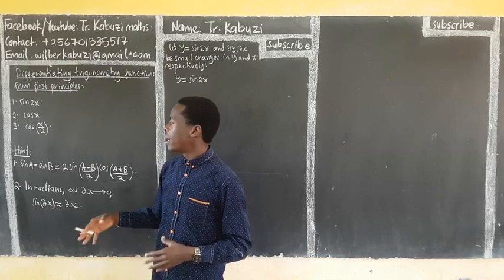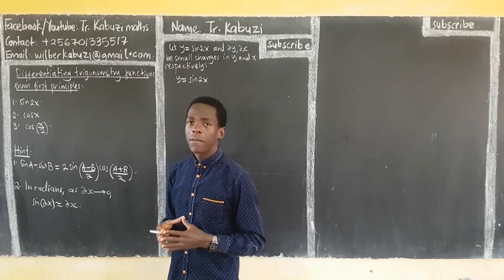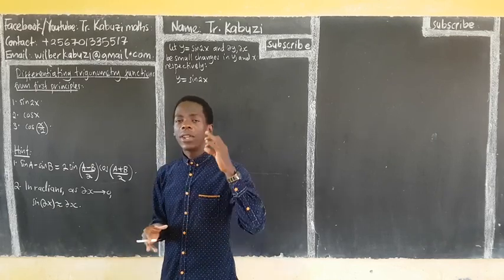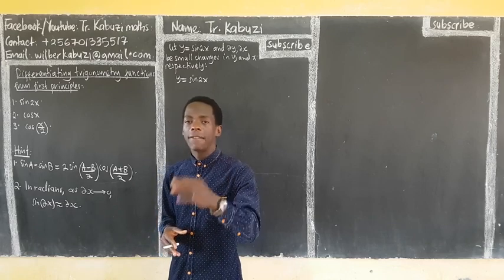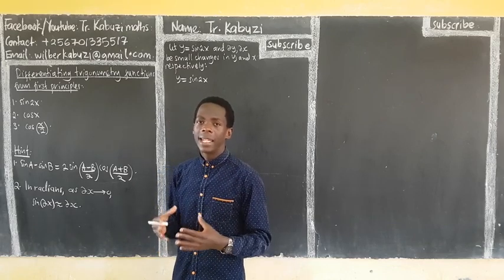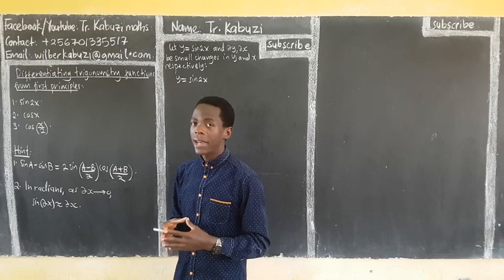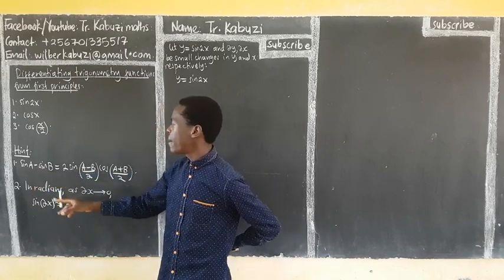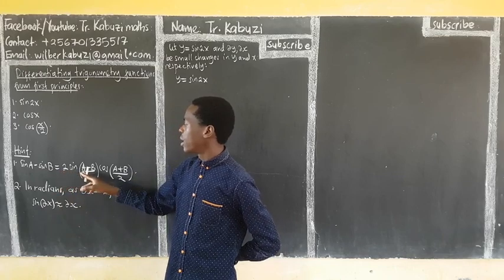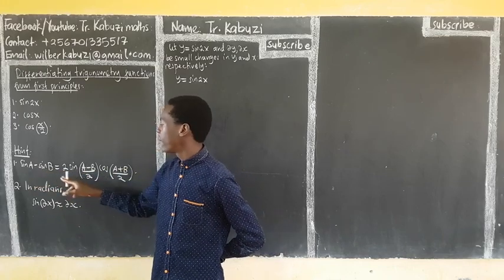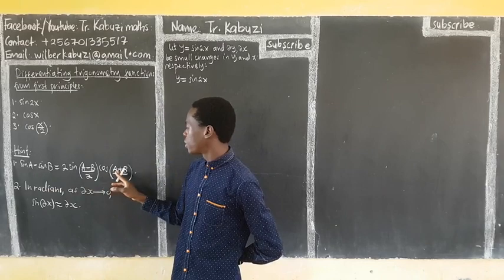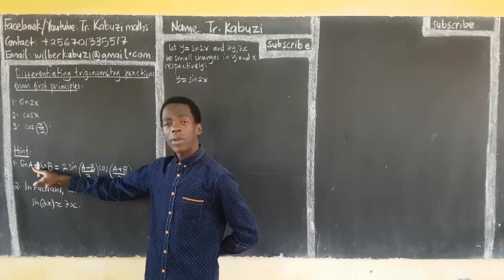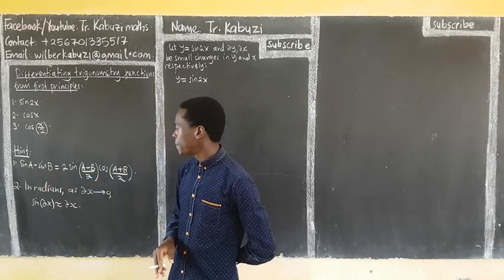Before you differentiate these trig functions from first principles, you need to know the idea of the factor formula. We have covered the factor formula in the trig lessons. You can check there and see how we use it. You know that sine A minus sine B is equal to 2 sine of the subtraction of the two angles divided by 2, then of course cos of the addition of these two angles, if you are subtracting sine.